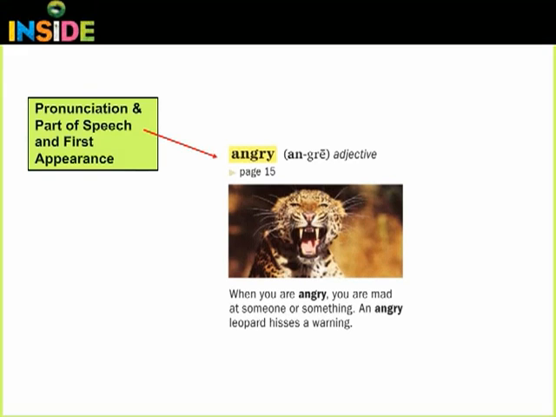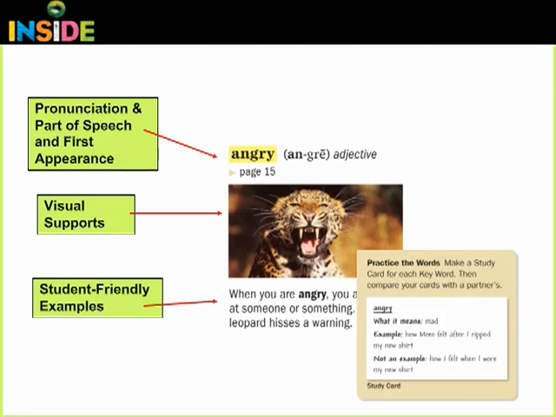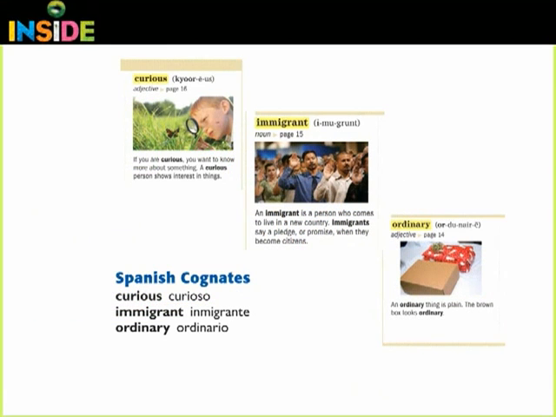Each word is highlighted throughout the text and includes a pronunciation, part of speech, and page where the word first appears. Visual supports are provided for every word, and you will see that every visual is an actual photograph. A student-friendly definition is provided to introduce each word, and related words may be provided as well. The opportunity for interactive practice is also provided for the students. And in the teacher wrap, you can see that Spanish cognates, words that sound the same and mean the same in English and Spanish, are identified at the point of use.